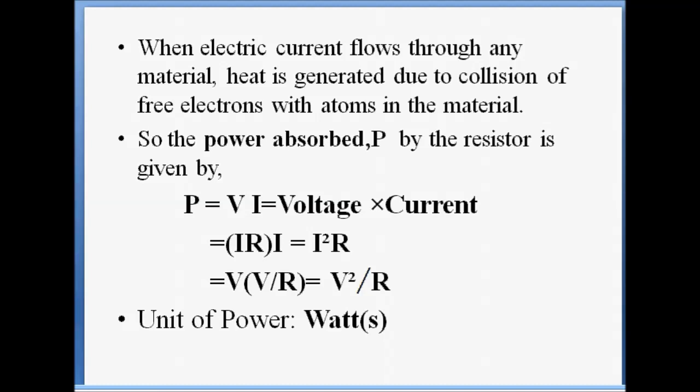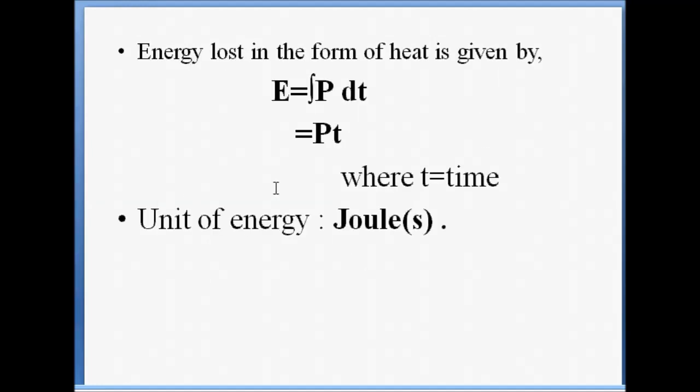So next, the energy lost in the form of heat is nothing but the work, the energy. It is the product of power into time, or the integration of power over a certain interval of time dt. Now the unit of energy is joules.